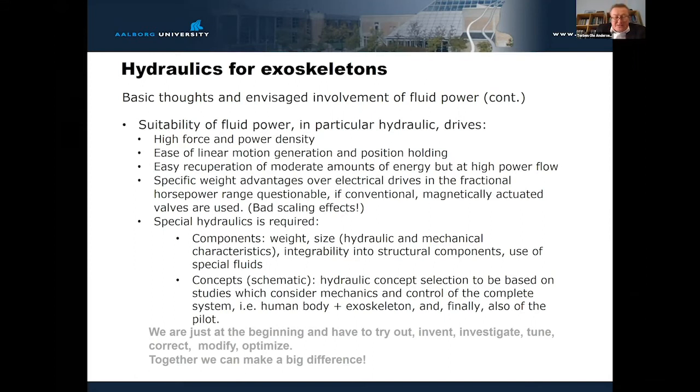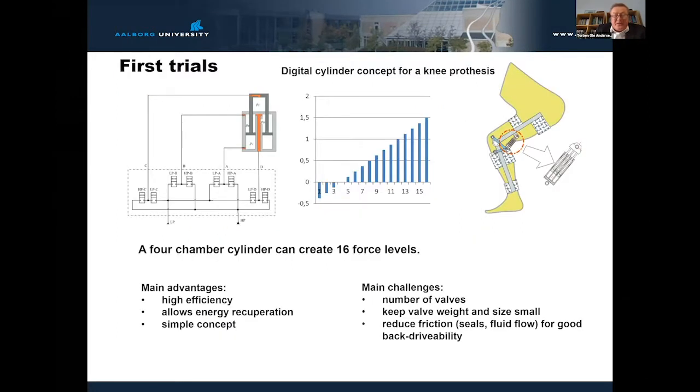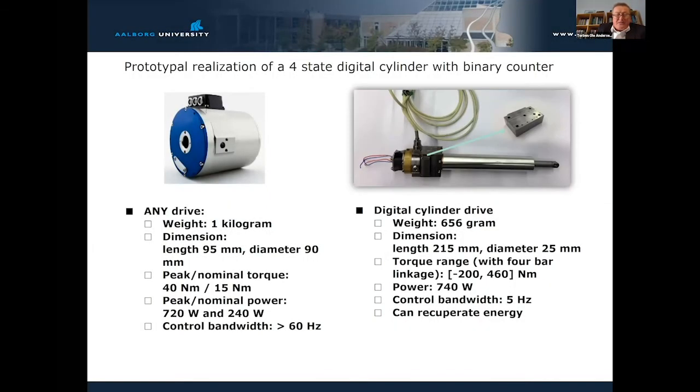This is some of the things that we need to put into the small fluid power, and here is the first trial, and it's actually being built down there right now, where we look at the knees and put in multi-chamber cylinders with some switching valves to keep up the efficiency. Here you can see some of the comparison. The drive that is typically used on the knee is the one to the left, 1 kilogram, but the dimension is very huge. And if you go to the right and have a cylinder, it will be very small.